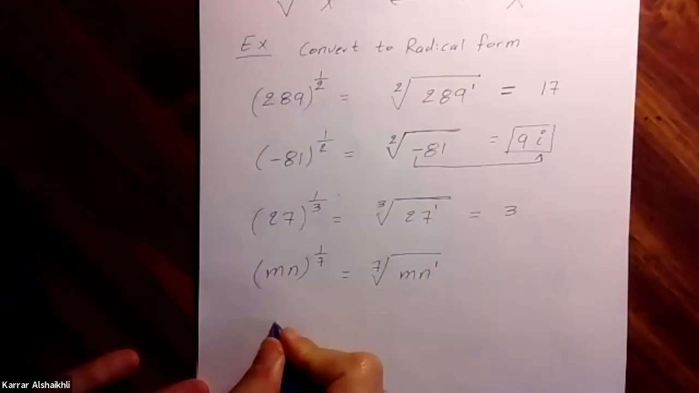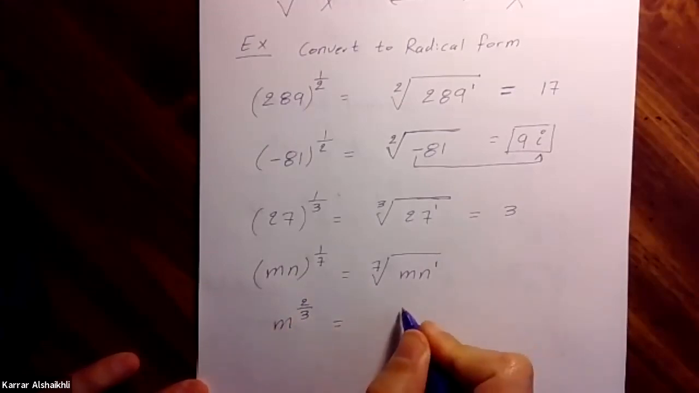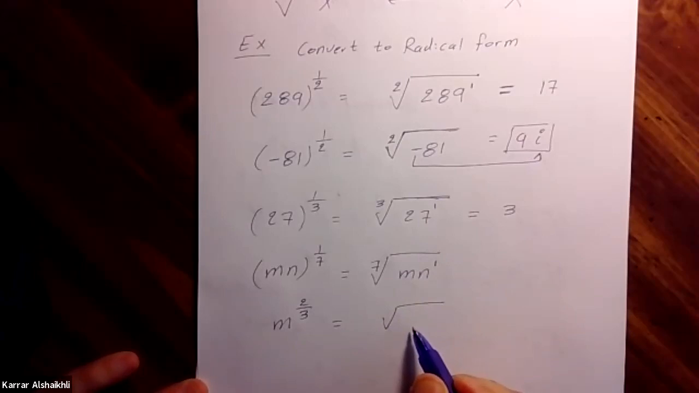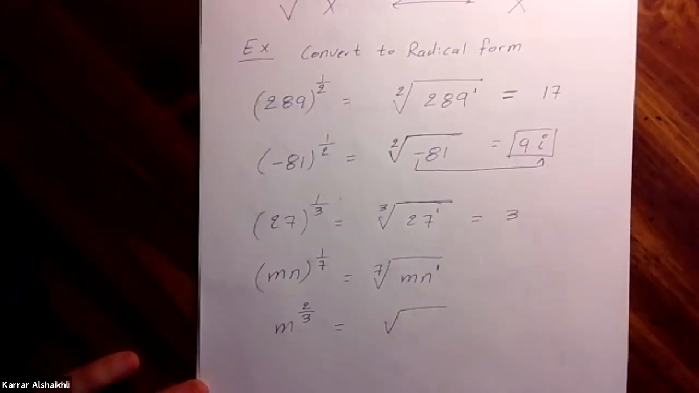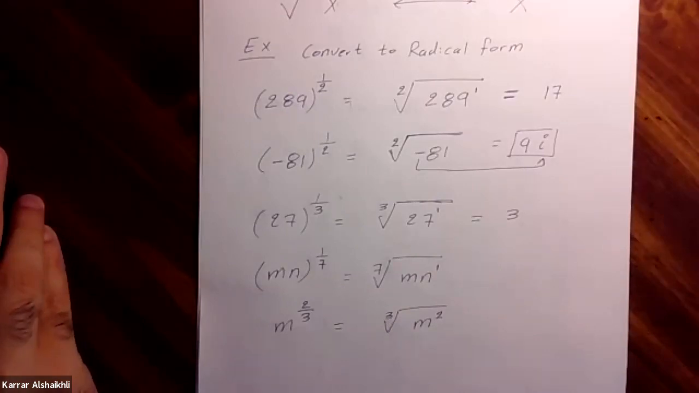Let's do another example. If you have m to the power 2/3. So here is the radical. How much am I going to write down here? M. Here, it's going to be 2. Here, 3. That's it, because you can't simplify it.